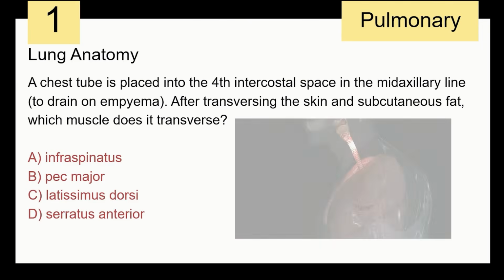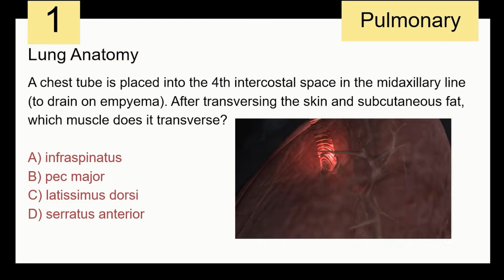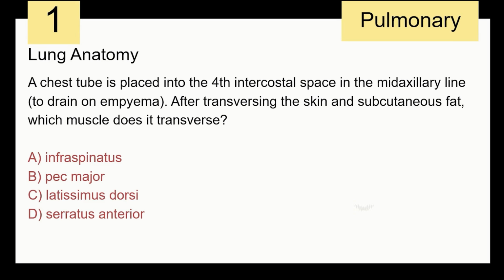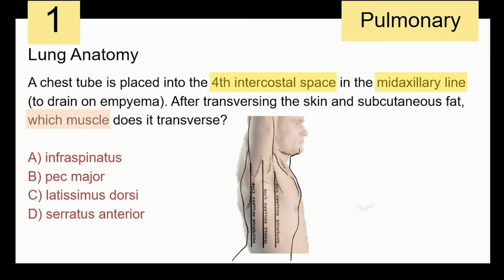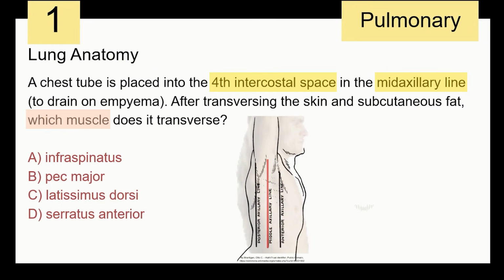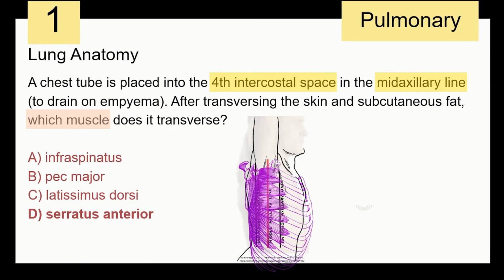By the way, these first few questions are on lung anatomy. Here we go. A chest tube is placed into the fourth intercostal space in the mid-axillary line to drain an empyema. After traversing the skin and subcutaneous fat, which muscle does it transverse? So we're at the fourth intercostal space in the mid-axillary line. Here's the mid-axillary line, right at the middle of the armpit, going down. This would be the serratus anterior, as we could see over here.